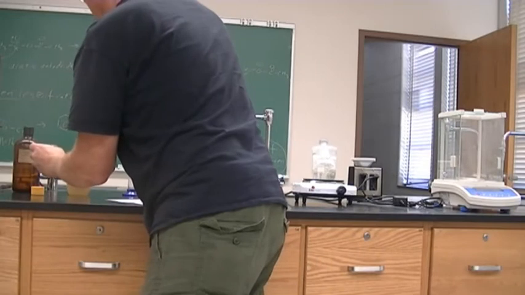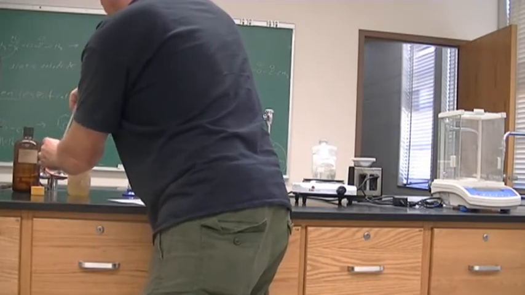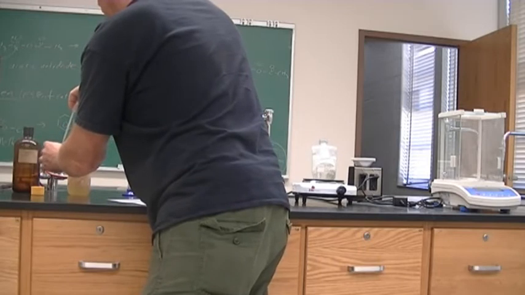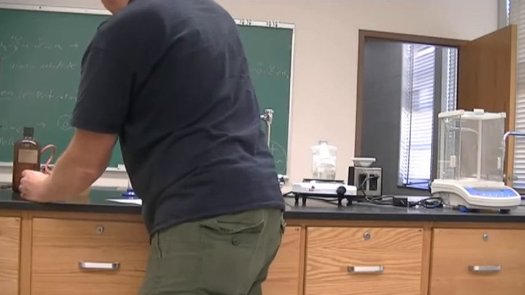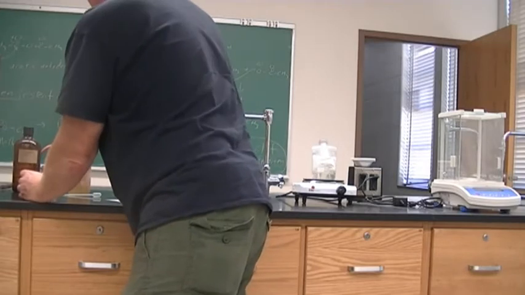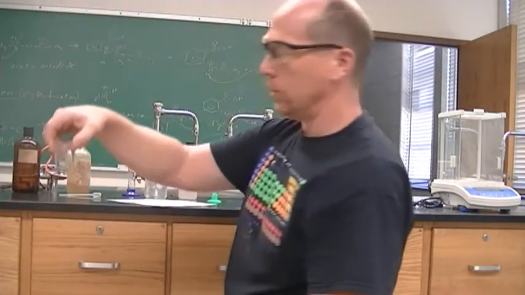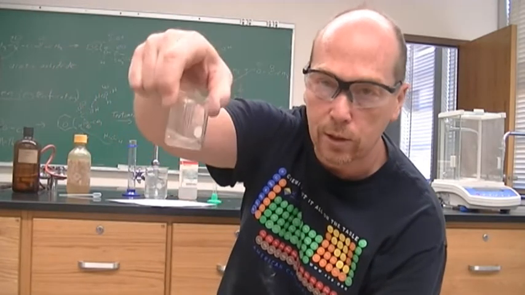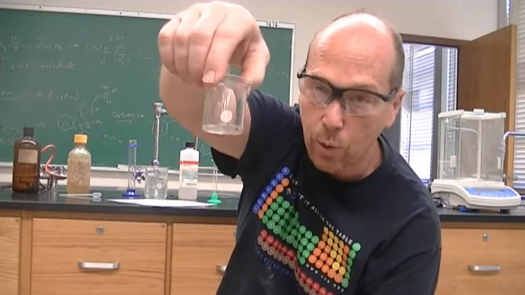Again, very careful with concentrated acids. Alright, so 5 drops of concentrated sulfuric acid. Alright, and so you're forming a clear colorless liquid. So you're not going to get much out of this, but this is oil of wintergreen.